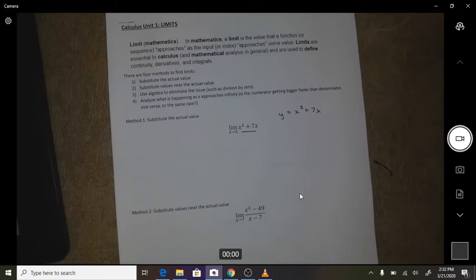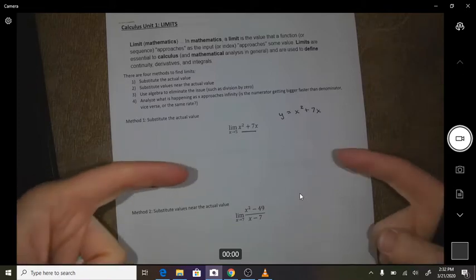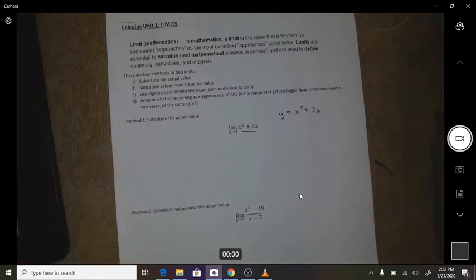So as we input numbers that get closer and closer to 5, what's happening to the y? Also, when we say getting closer to 5, we're talking about coming to 5 from both sides, so from the positive and from the negative side. So let's just say we could graph something like this, and then you can visually see.